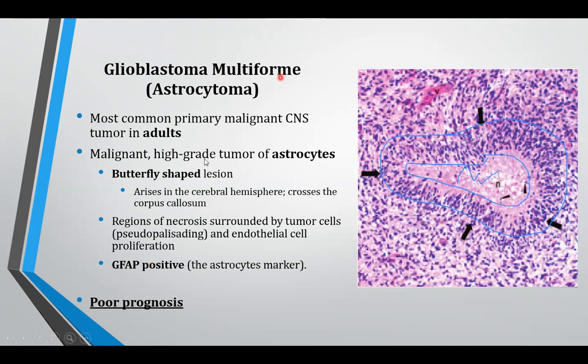Glioblastoma multiforme are tumors which are GFAP positive. GFAP is an astrocyte marker, and it is positive in the glial tumors and in glioblastoma multiforme. GFAP is a type of intermediate filament. So that's all for glioblastoma multiforme or astrocytoma.